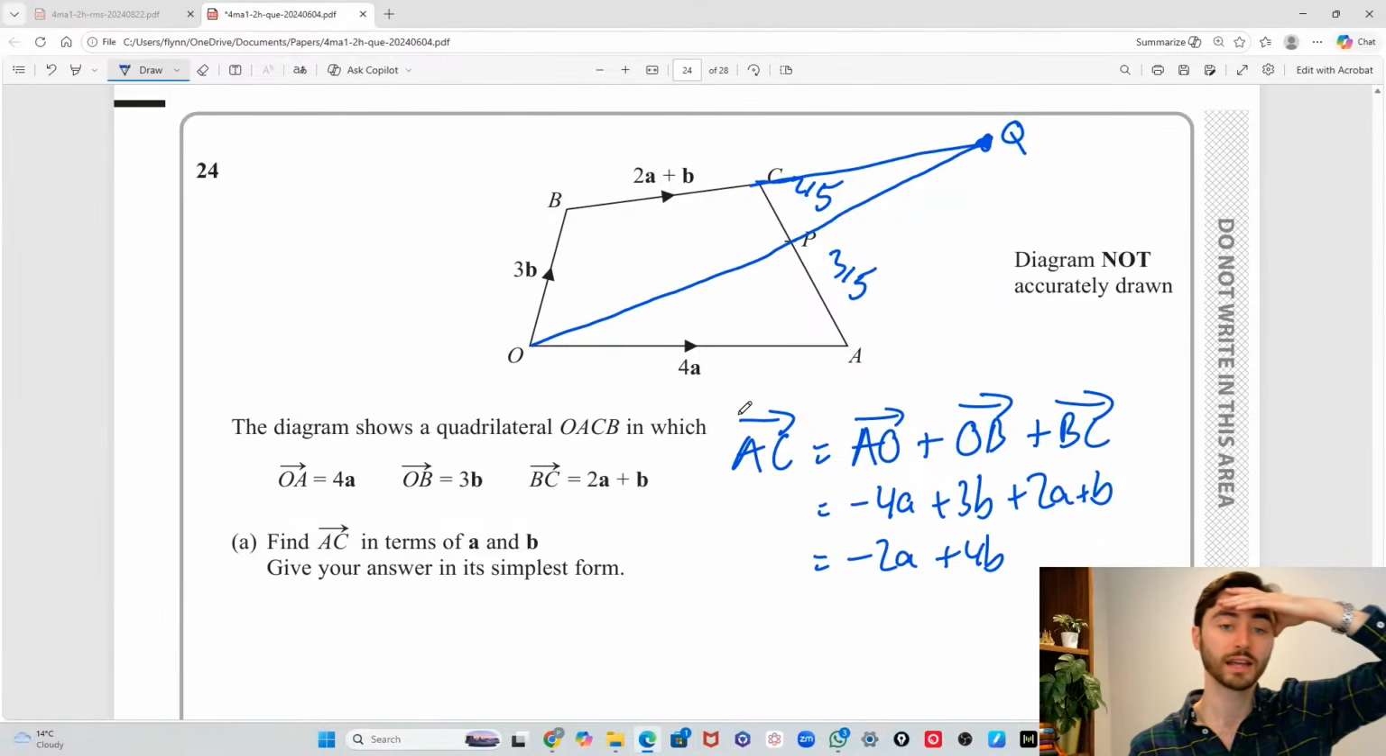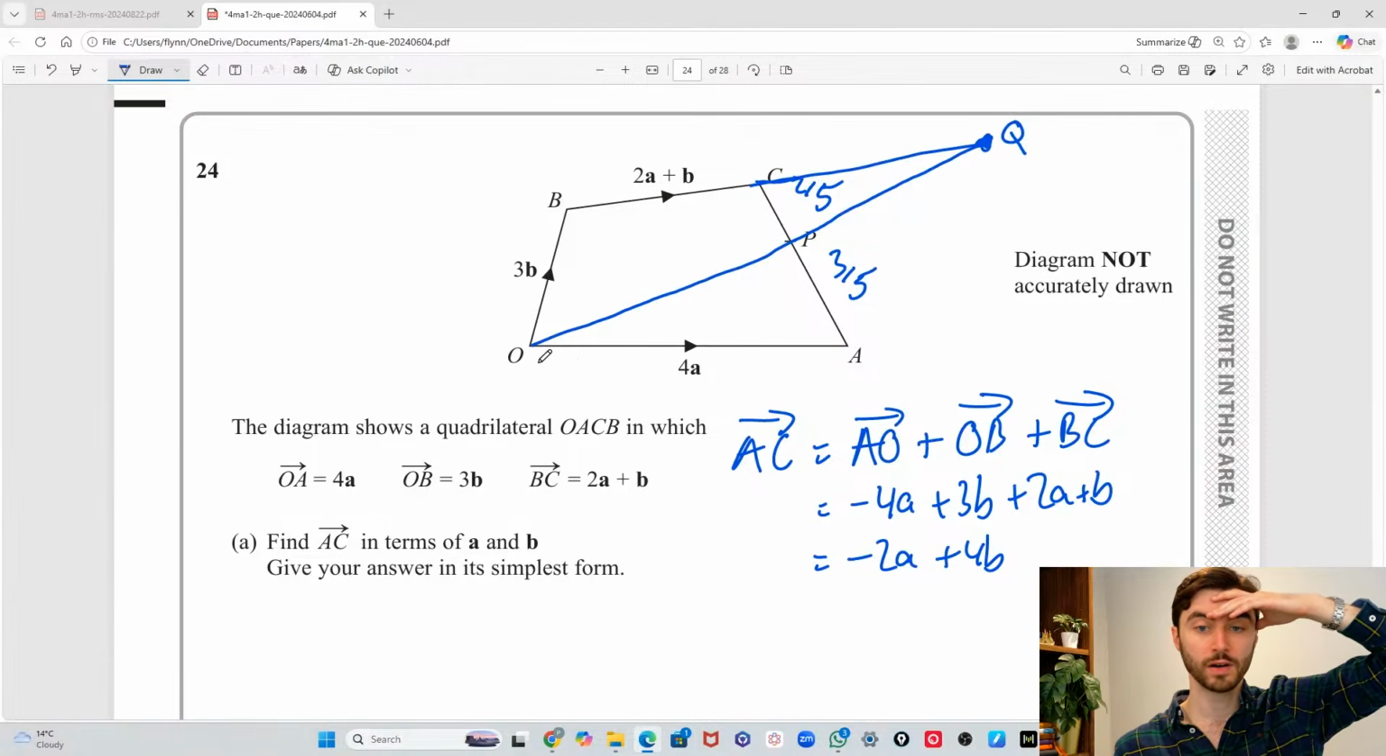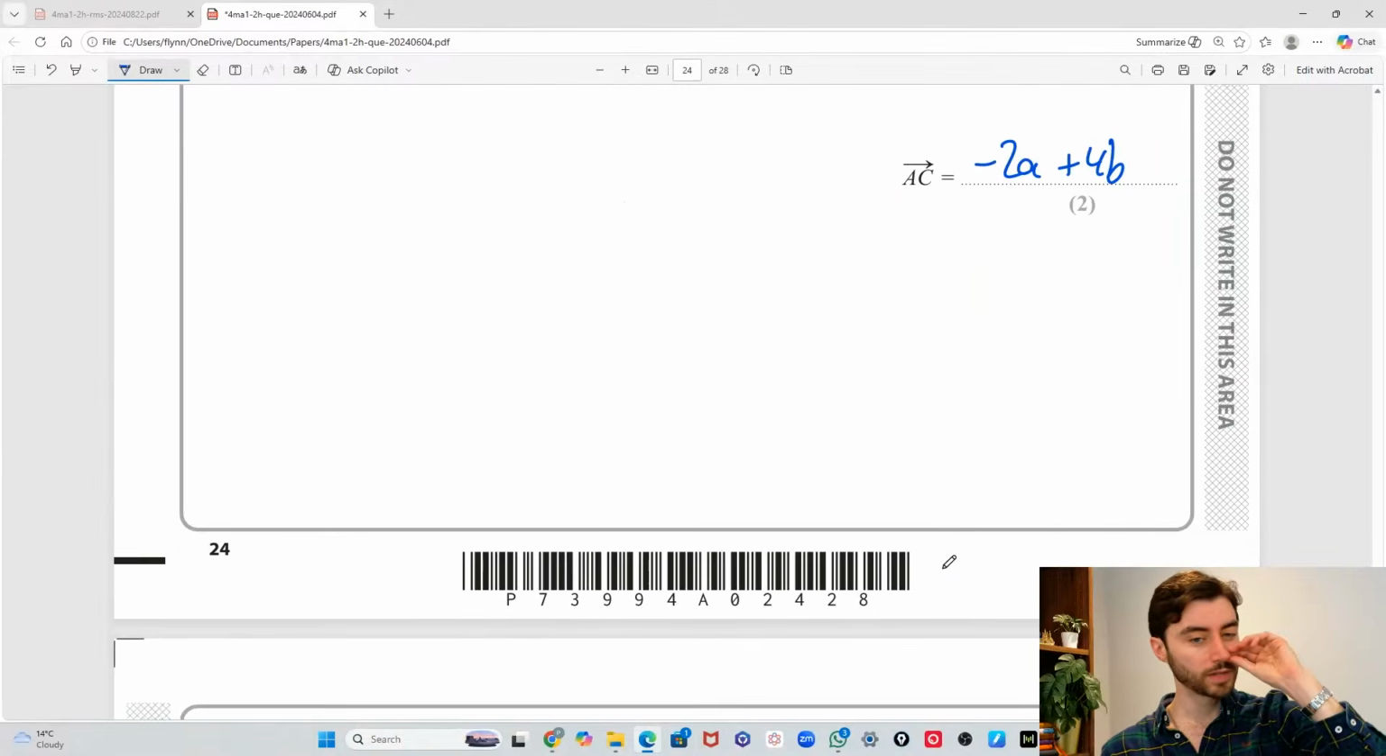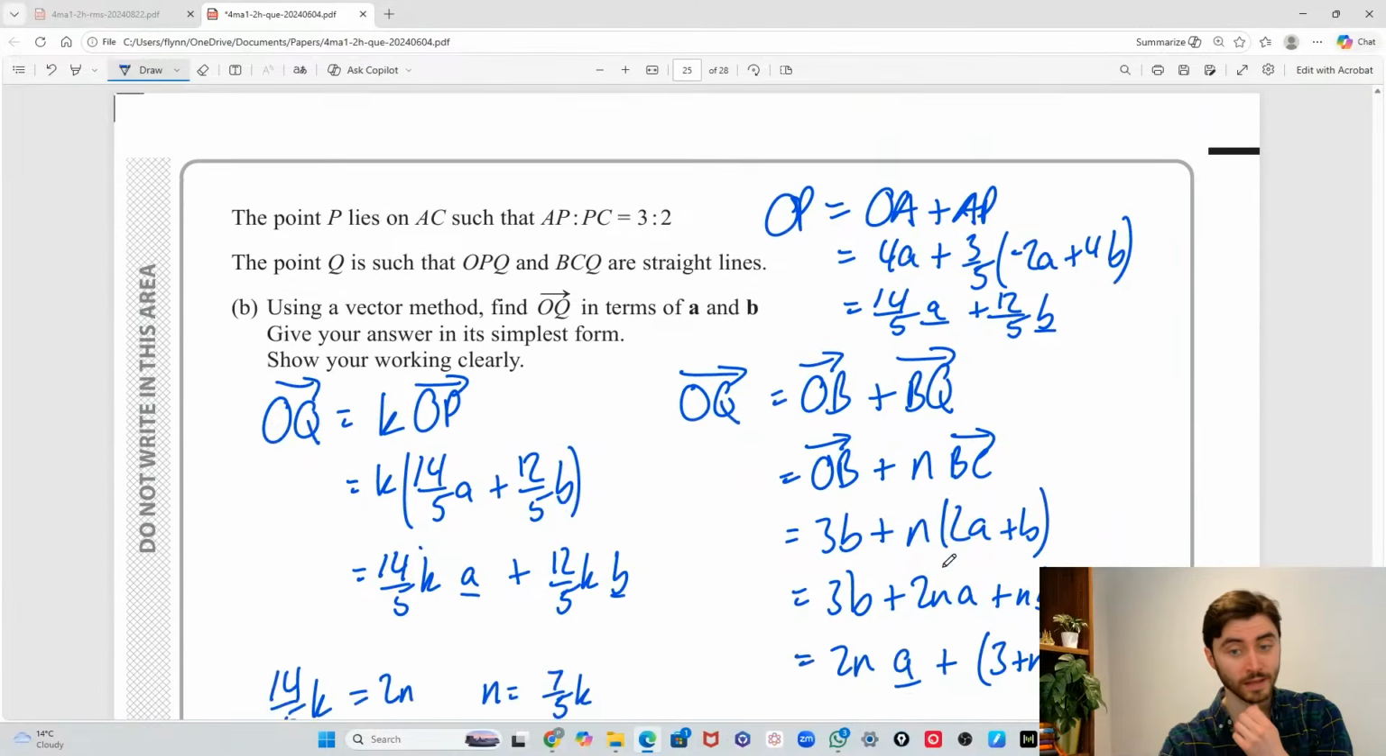Find AC. I like the way I did that. It was A to O, and then to B, and then to C. So minus 4A plus 3B plus that. Simplify, minus 2A plus 4B. That looks good. The checking on this is just kind of redoing it.